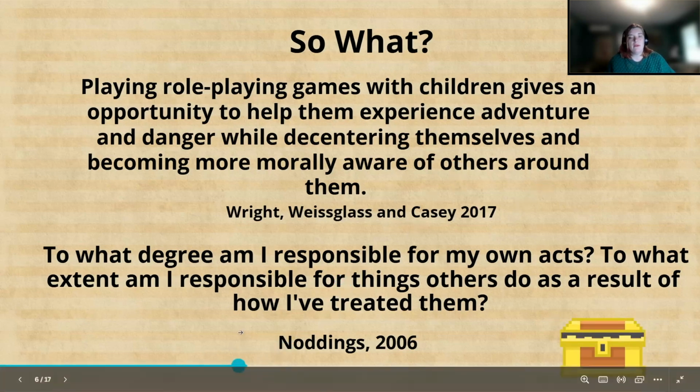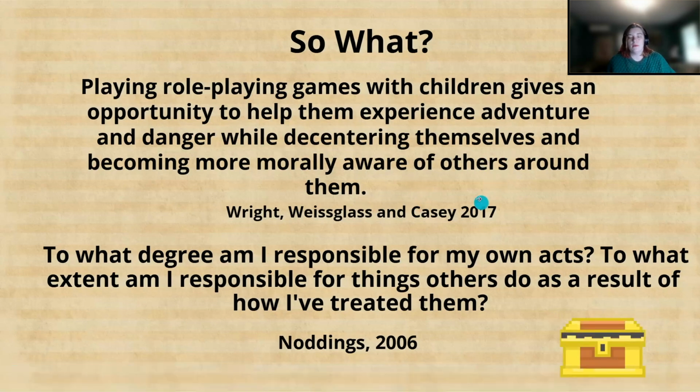And then I love Nel Noddings. She wrote a book called Care, among many others. A lot of her thoughts about moral development in children and everyone is this idea of to what degree am I responsible for my own actions and to what extent am I responsible for the things others do as a result of how I've treated them. And role-playing games with children, in my context, really allow them to explore these things in a way that they may not get to in other aspects of their life.